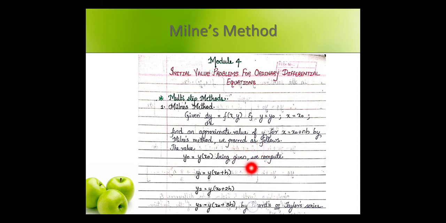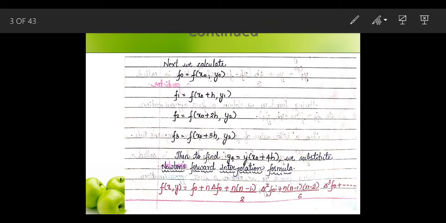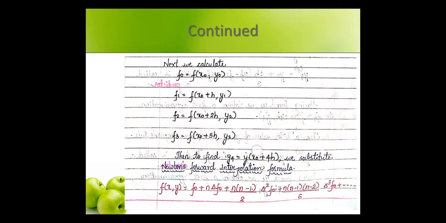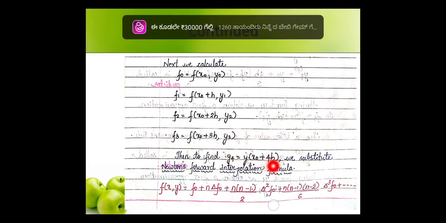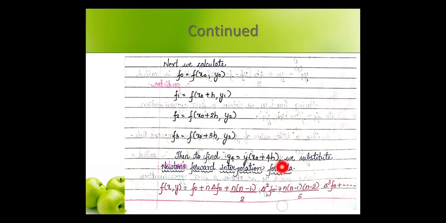By using Taylor series you will be finding out y1, y2 and y3, that is, at x equal to x naught plus h. Next we need to calculate f0, f1 and f2 as we require, by using y1, y2 and y3. Then we will be finding out y4. We substitute in the forward formula. Already we have seen this Newton's forward interpolation formula. We have gone through this.